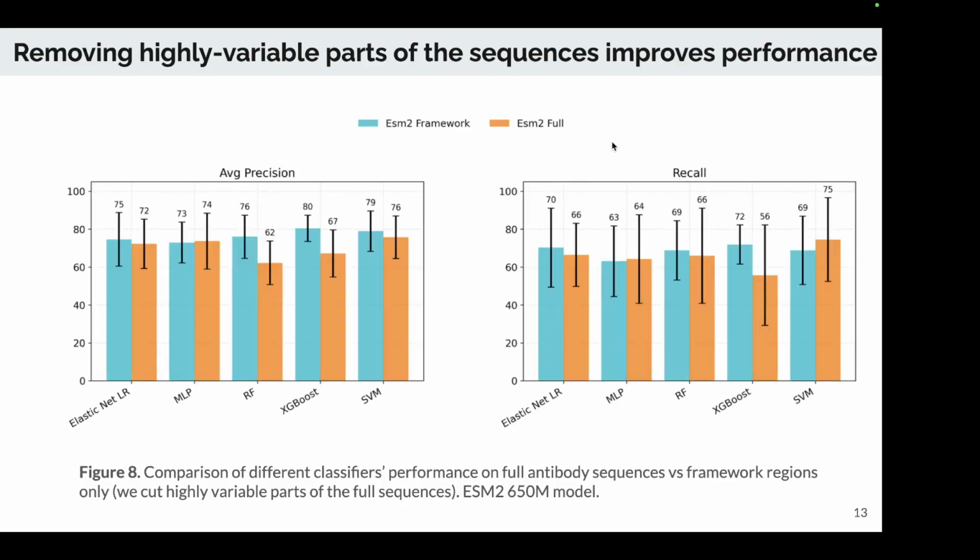Here, I compared using full sequences versus removing highly variable regions, because those highly variable regions likely introduce noise to this task rather than signal. And here, those cut sequences are represented in blue and full sequences in orange. And you can see that pretty much regardless of the architecture, we have better precision and recall on the cut sequences.